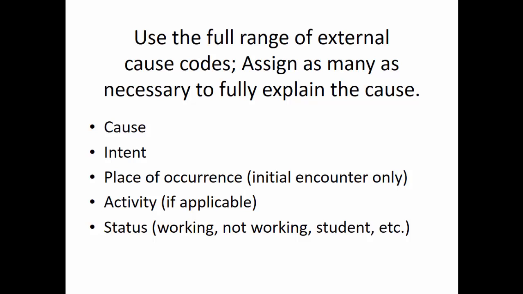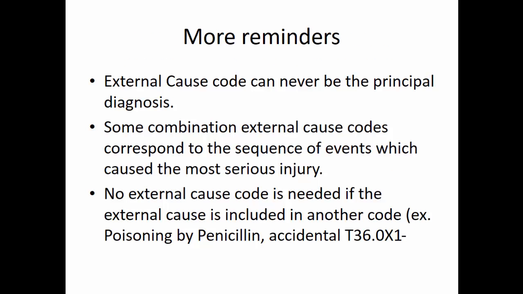The guidelines tell us to use the full range of external cause codes, assigning as many as necessary to fully explain the cause of something. The cause, the intent, the place of occurrence, the activity, and the status. External cause codes can never be the principal. They are being used to explain the cause or the why of the injury, which is that injury is usually a principal.